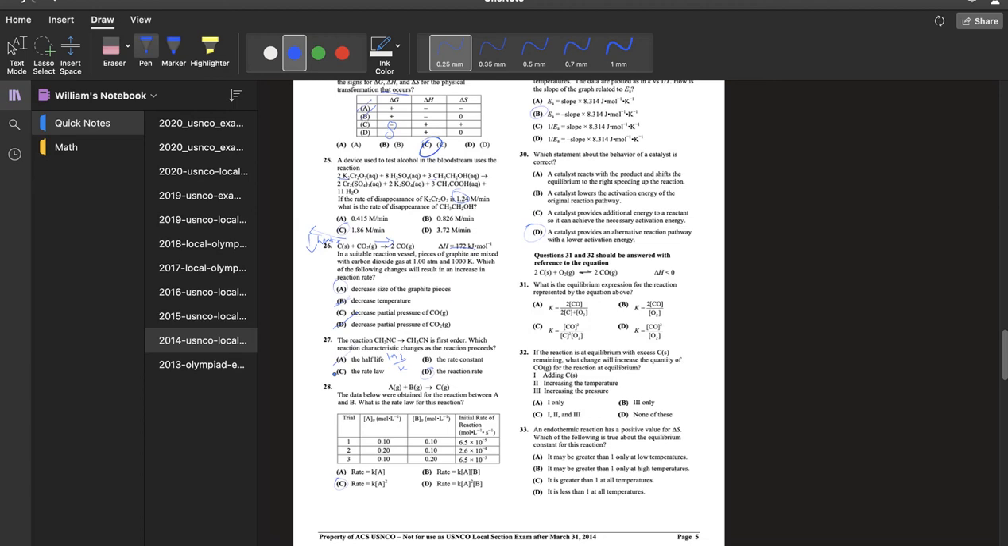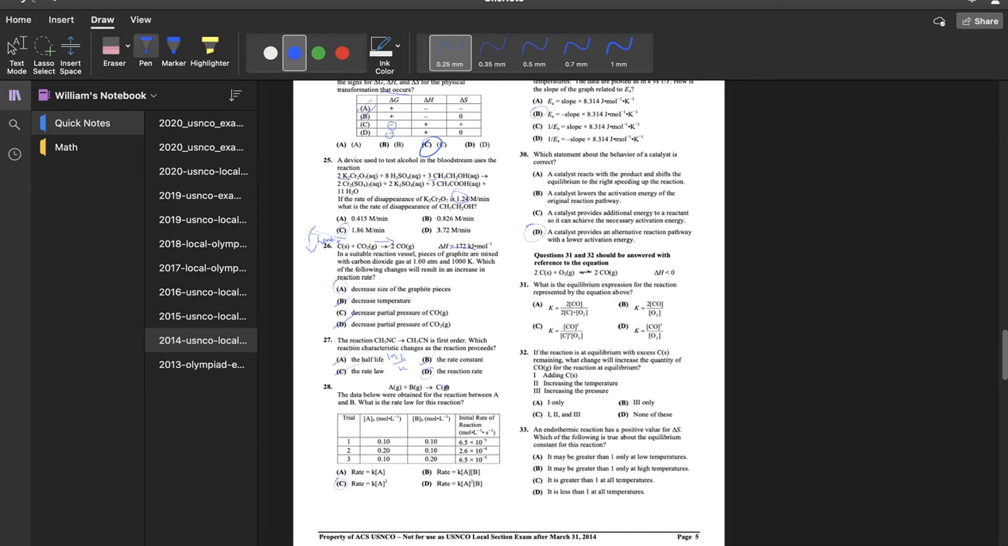Rate law, same thing as K. It's the same, actually not the same thing as K. It doesn't even matter about the temperature. It's just the same for one reaction. Rate constant, I just talked about that, so it's not B. So it's D.